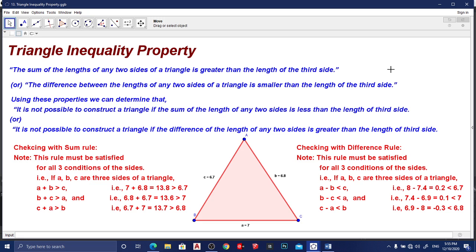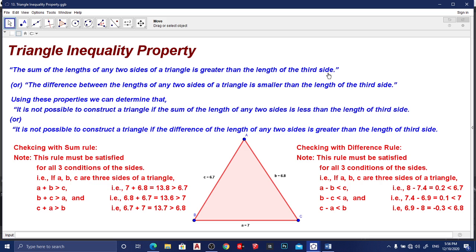this triangle inequality property. See here, this property can be told by using two types of statements. The first one, you can call the sum property. The second one, you can call the difference property. See here, the sum of the lengths of any two sides of a triangle is greater than the length of the third side.